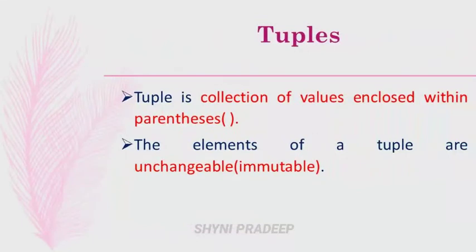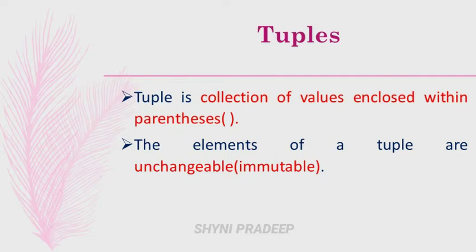So first, let us see the definition of a tuple. What do you mean by tuple? A collection of values enclosed within parentheses is called a tuple. The elements of a tuple are immutable, which means unchangeable. You cannot change the elements that are available in a tuple. So what do you mean by tuple? A collection of values enclosed within parentheses is called a tuple.